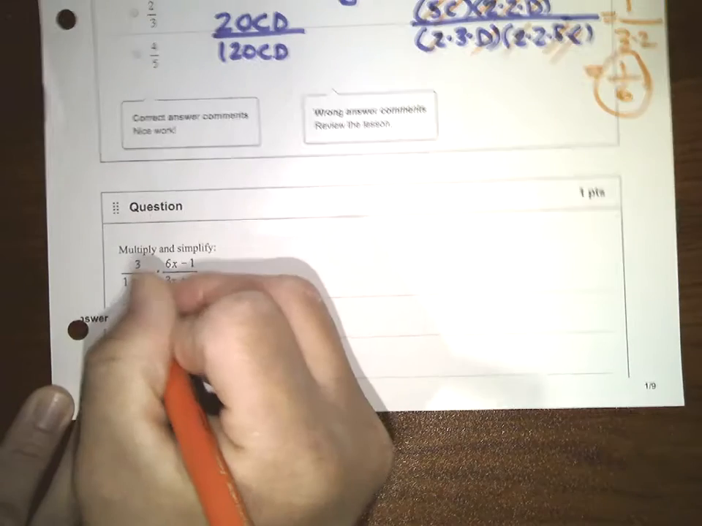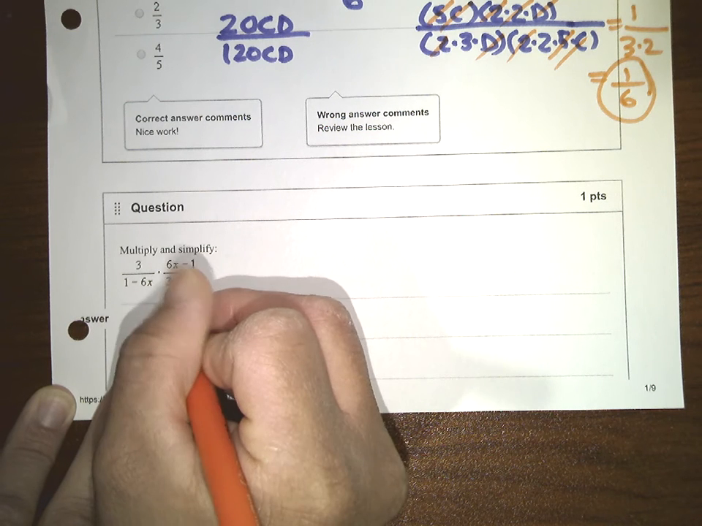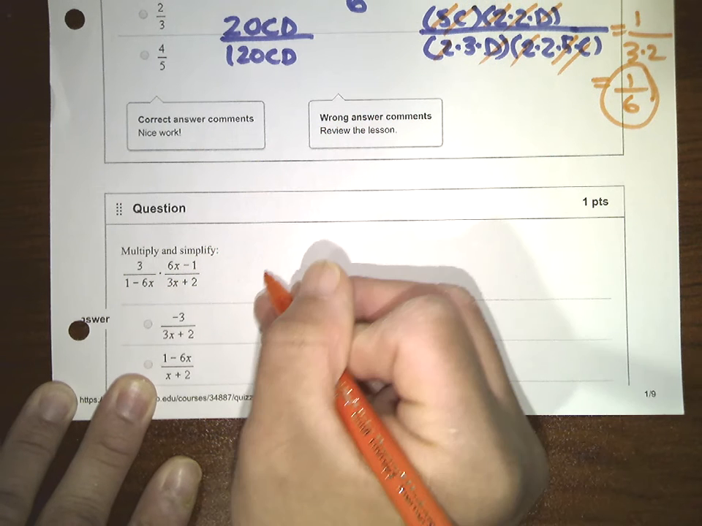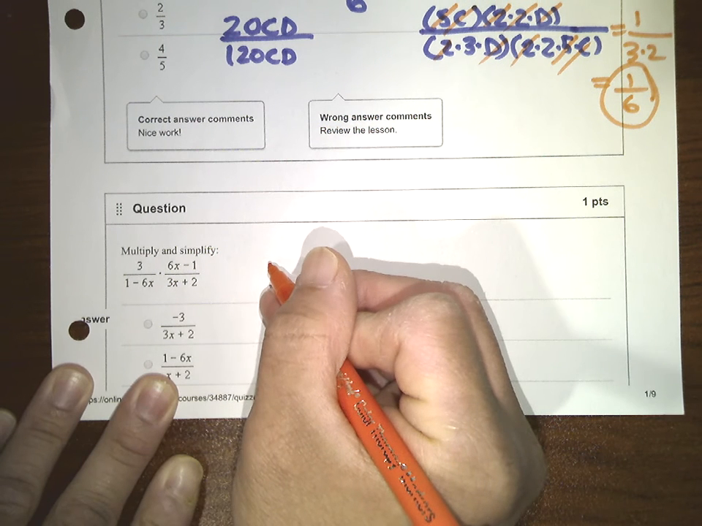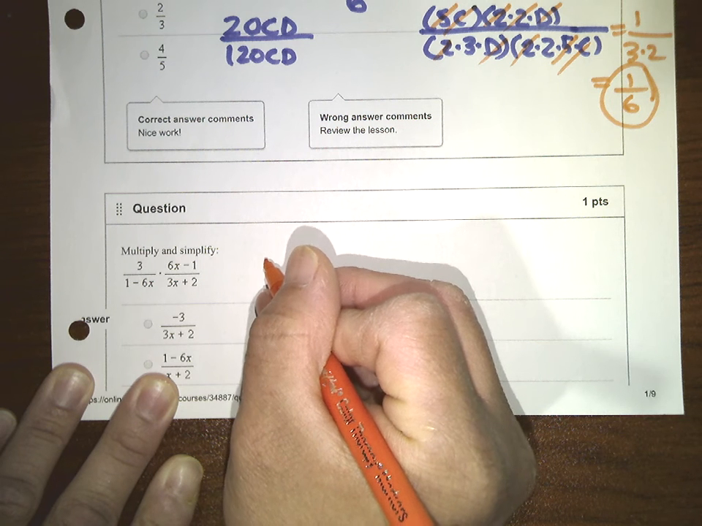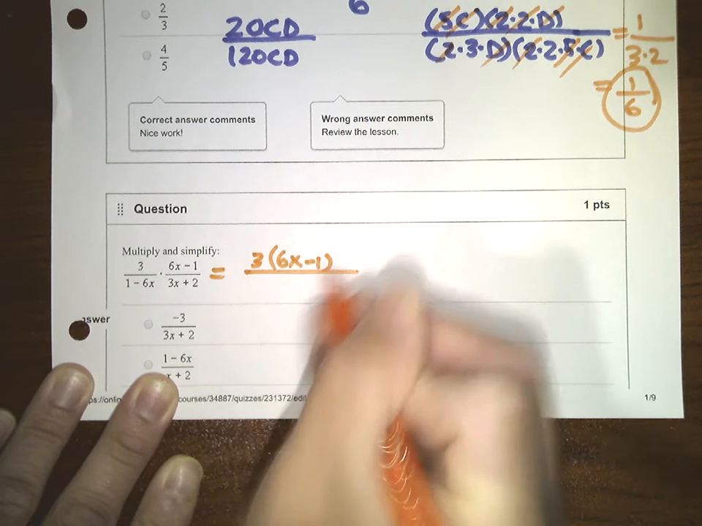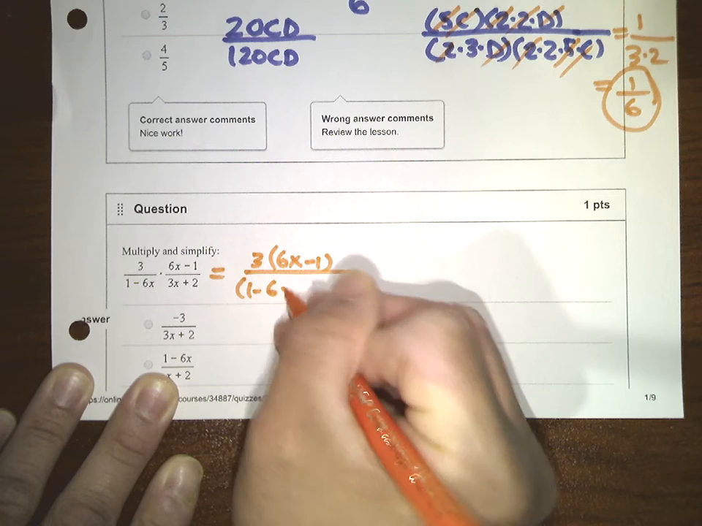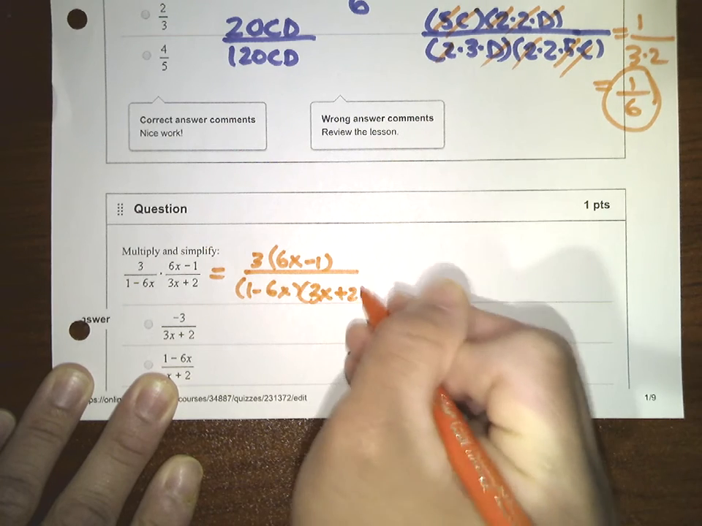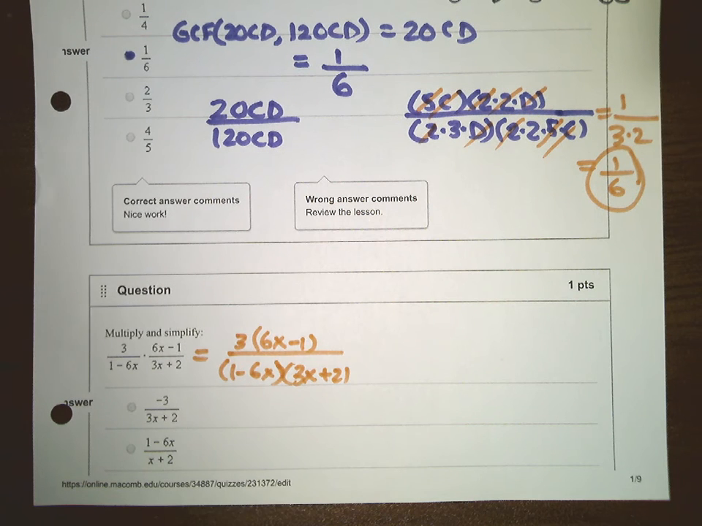All right, let's try again. So we have 3 over 1 minus 6x times 6x minus 1 over 3x plus 2. All right, so let's go ahead and figure this out here. So we have 3 times 6x minus 1 over 1 minus 6x times 3x plus 2. Now, the one thing that I notice here is that, I'll highlight it for you.